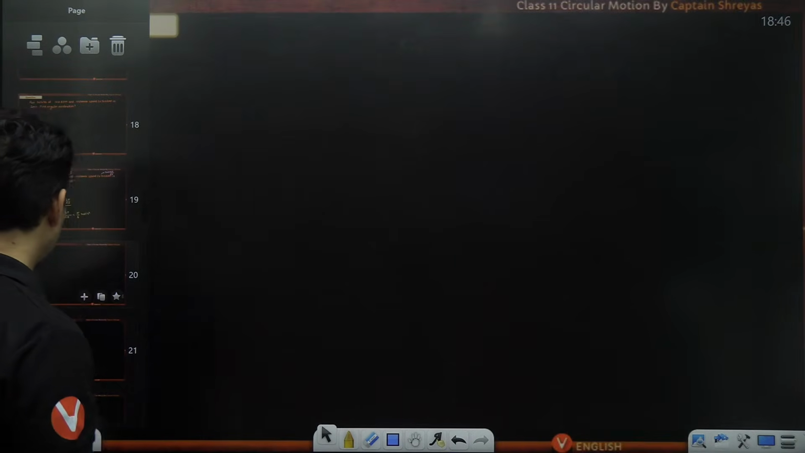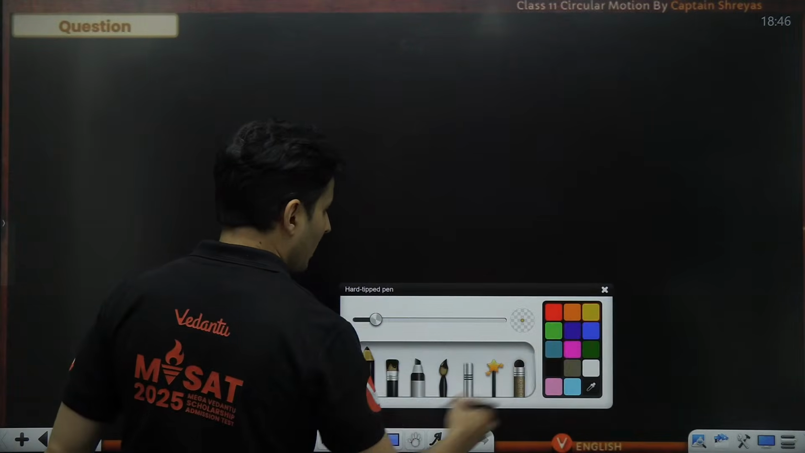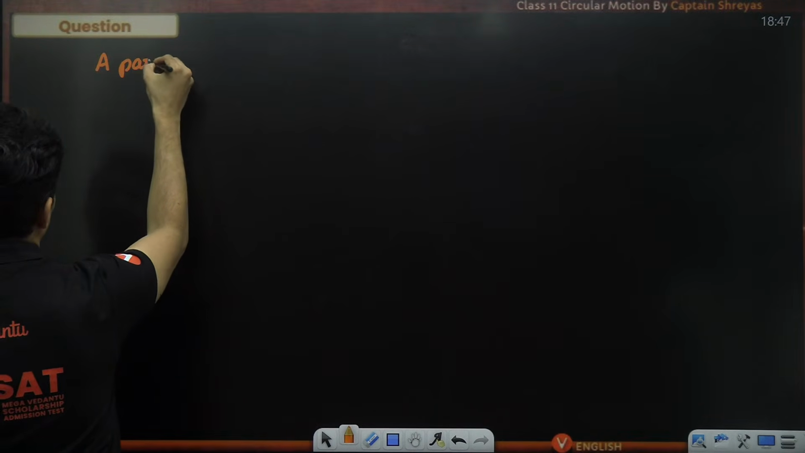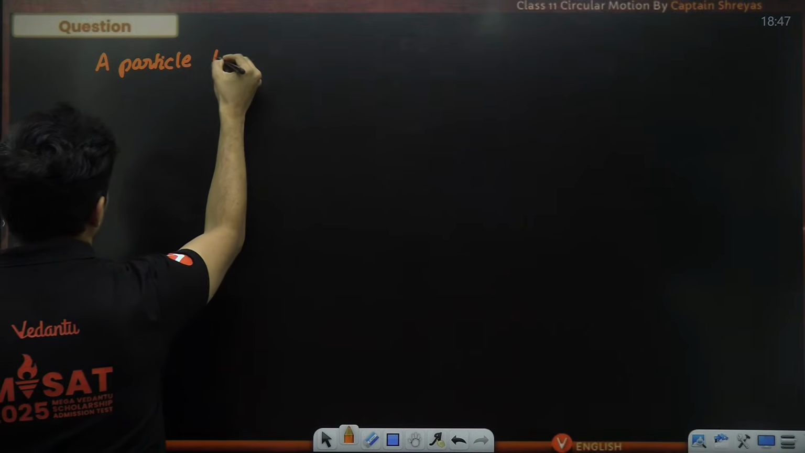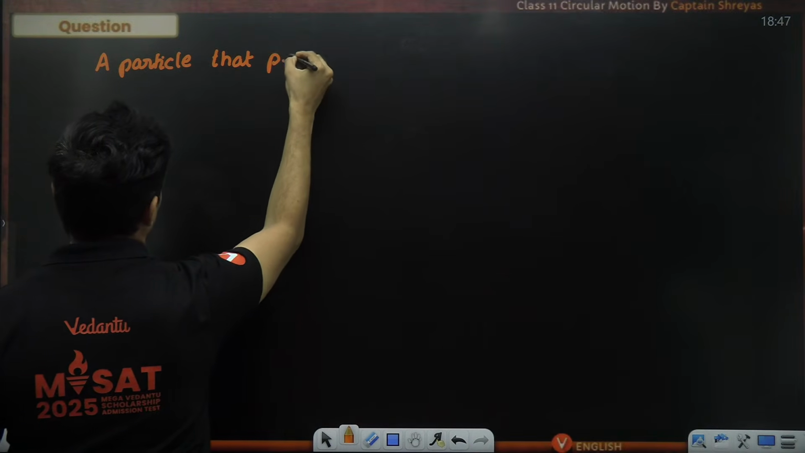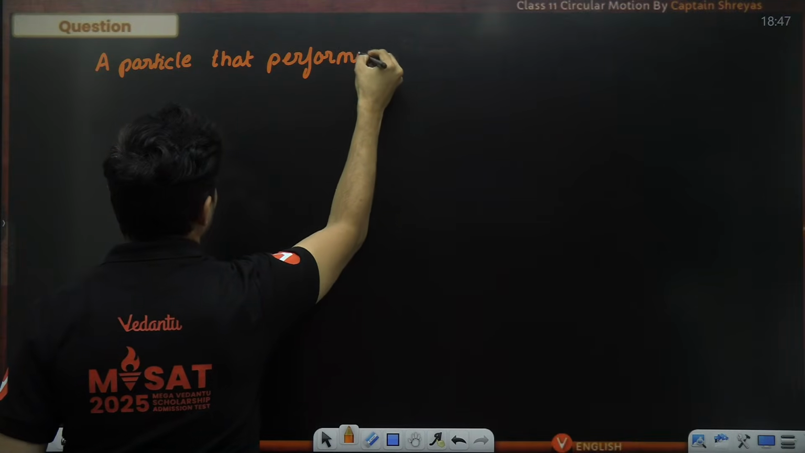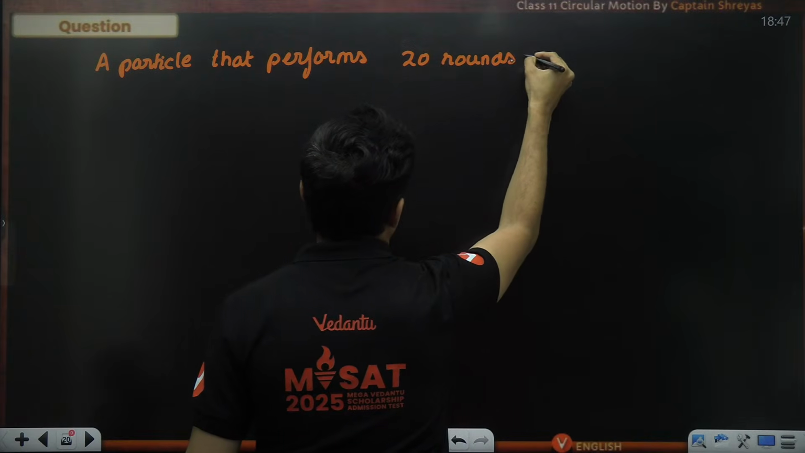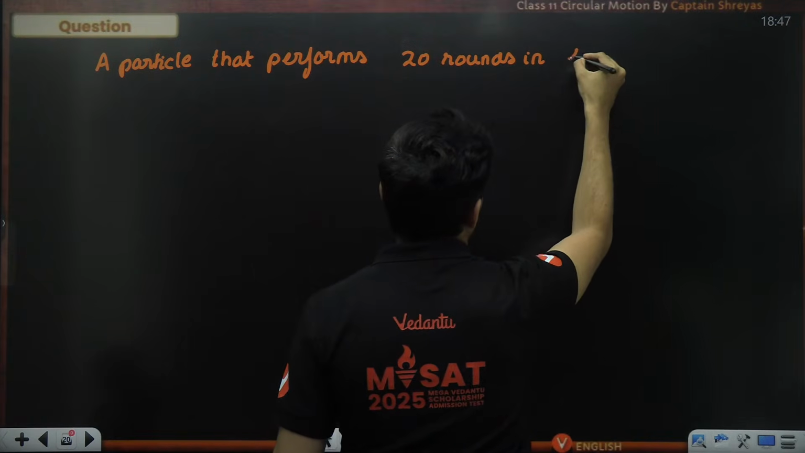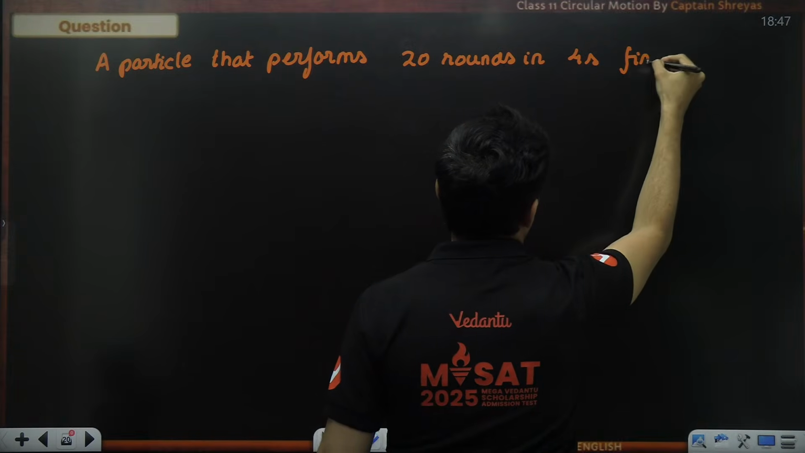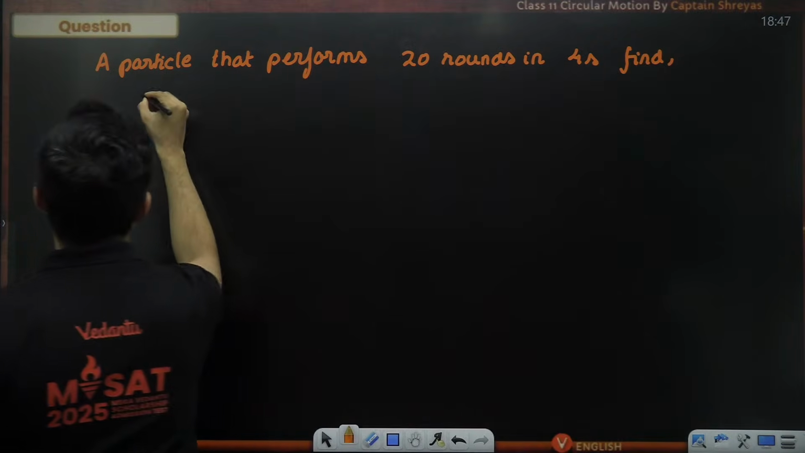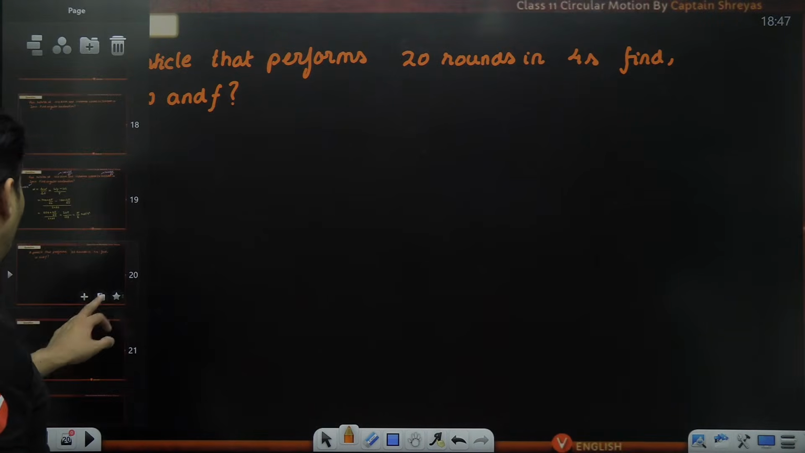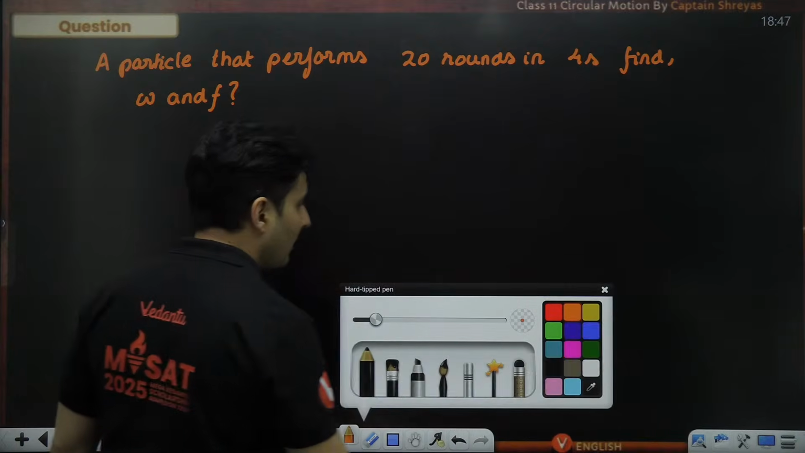Mistakes. Okay, let's go to the next question coming up on your screen. There is a particle that performs 20 rounds in 4 seconds. Find omega and frequency, both. Find omega as well as the frequency of the particle.